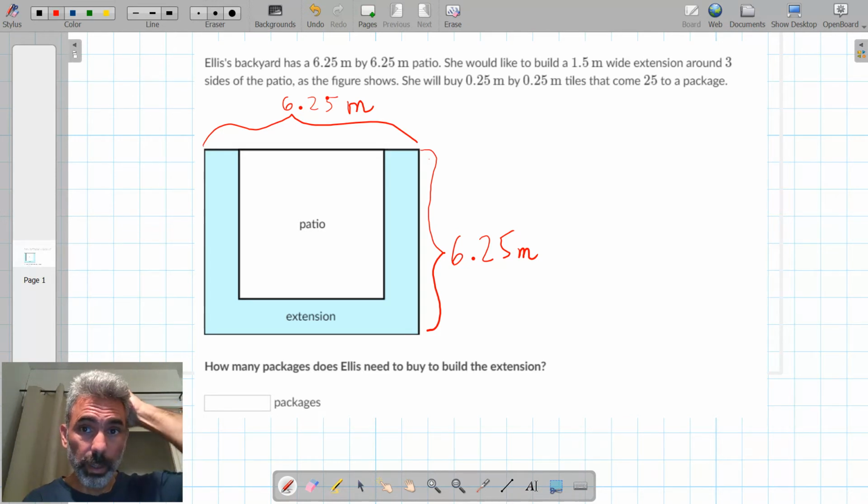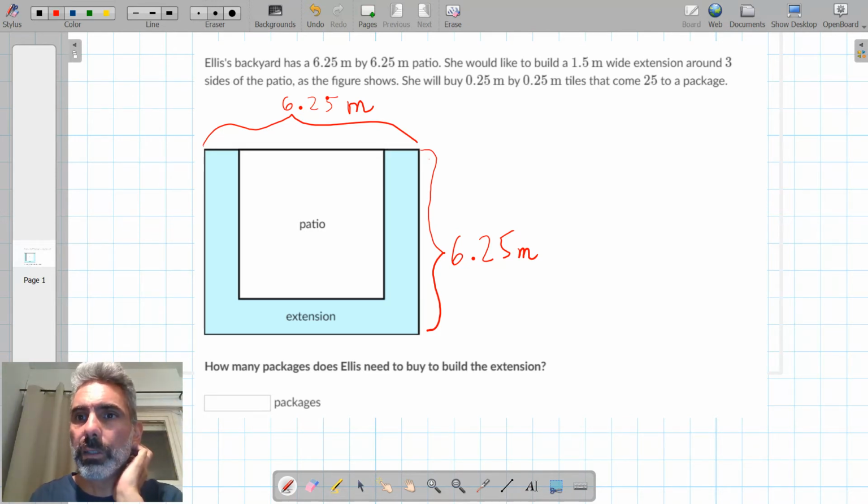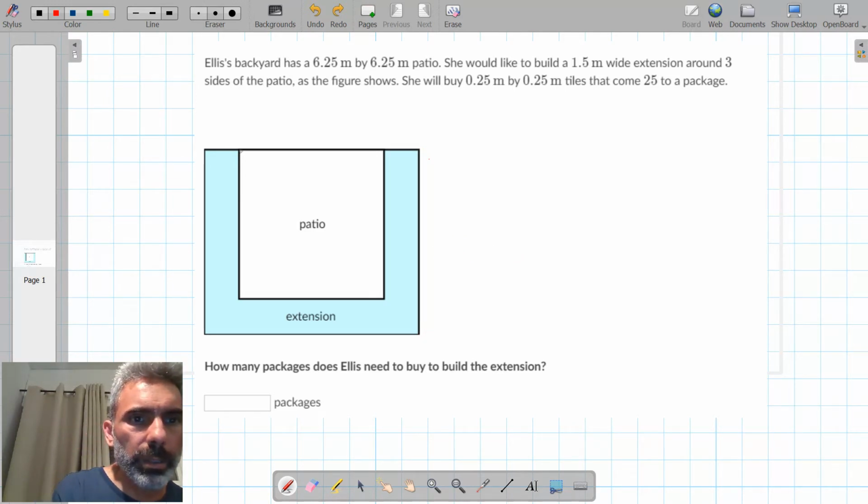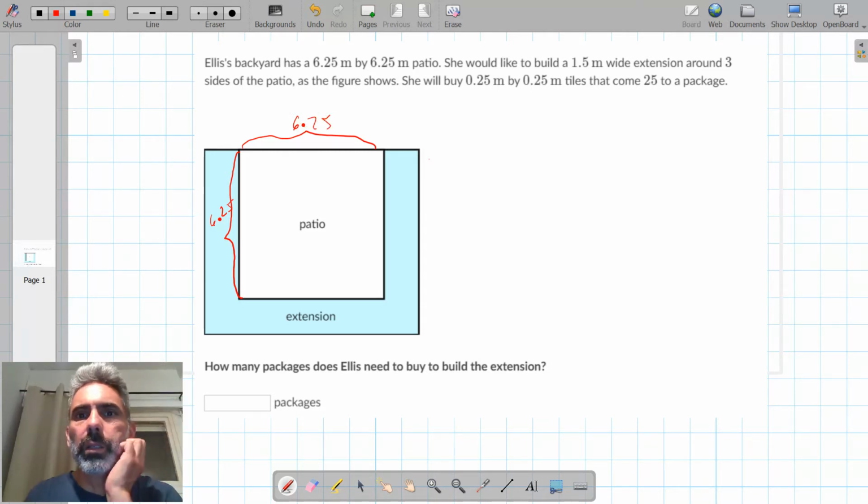She would like to build a 1.5 meters wide extension. This is 6.25. And this is 6.25. And she would like to build a 1.5 meter wide extension around three sides of the patio as the figure shows.